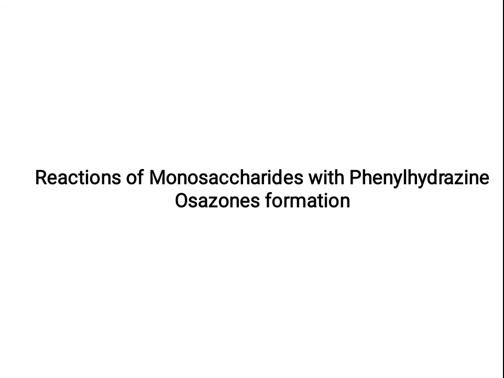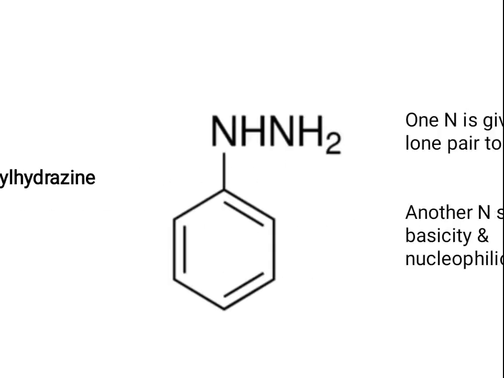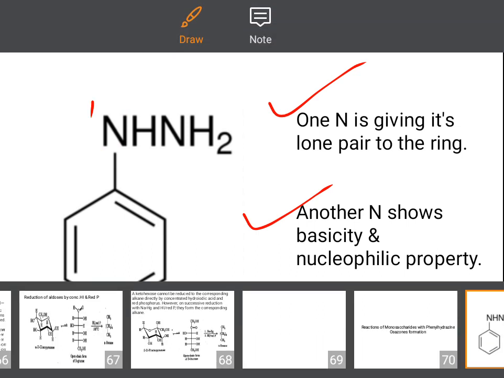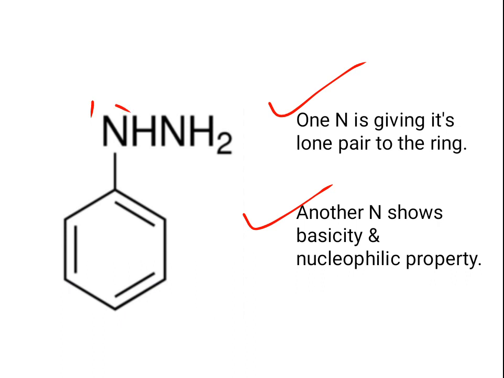Reactions of monosaccharides with phenylhydrazine: osazone formation. This is the structure of phenylhydrazine. Actually, when I was in class 12, I couldn't understand why always this nitrogen shows the basic or nucleophilic properties. Why not this one? That's why I have shared the answer here. This nitrogen is giving its lone pair to the ring. This nitrogen has two lone electrons, okay?